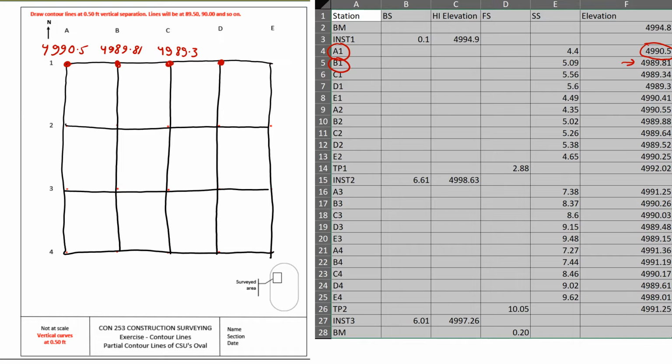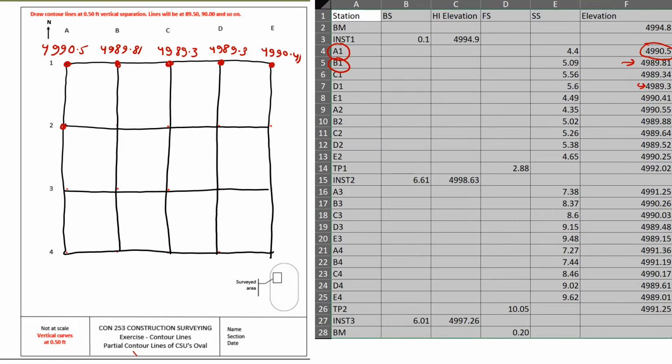4990.3 should be D1, so 4989.3, and E would be 4990.41. Okay. All right, A2.